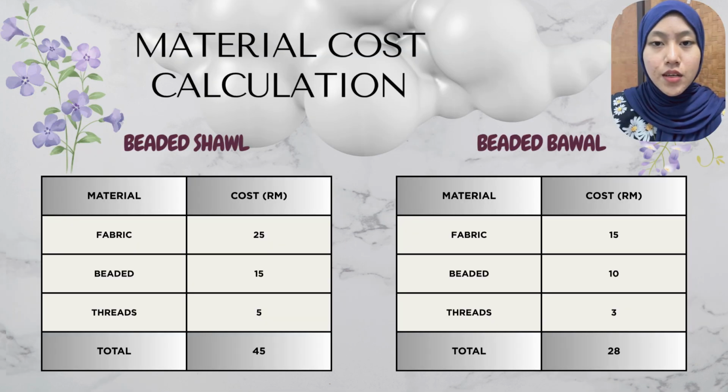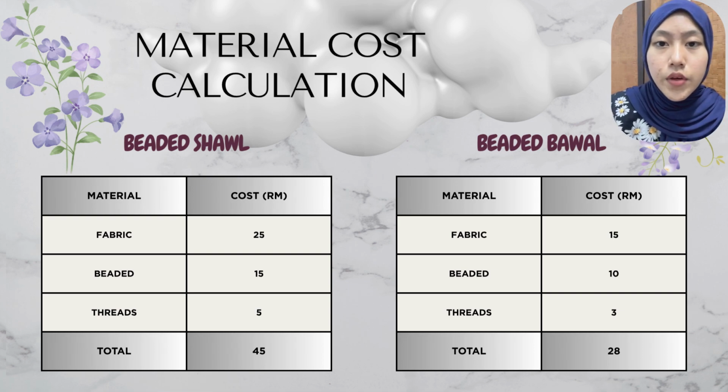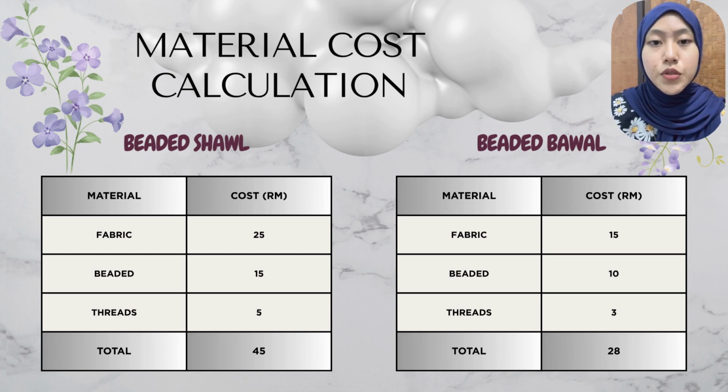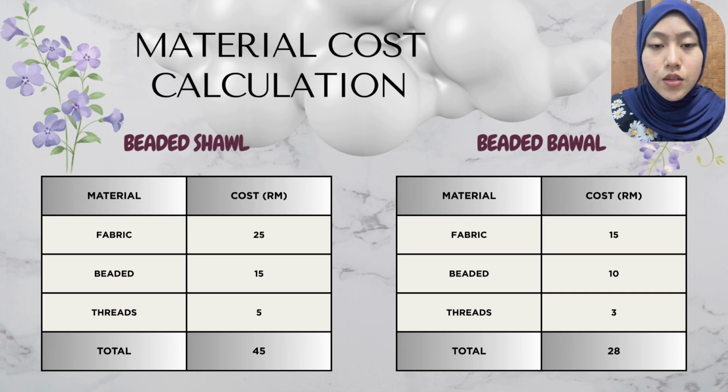Next is the material cost calculation. For the beaded shawl, the total material cost is RM45. This includes RM25 for chiffon fabric, RM15 for beads, and RM5 for thread. For the beaded bawal, the total material cost is RM28, which includes RM15 for cotton fabric, RM10 for beads, and RM3 for thread. The difference in material cost is mainly due to the type of fabric used and the complexity of the bead design. The shawl uses higher quality fabric and more detailed design, which increases the cost.